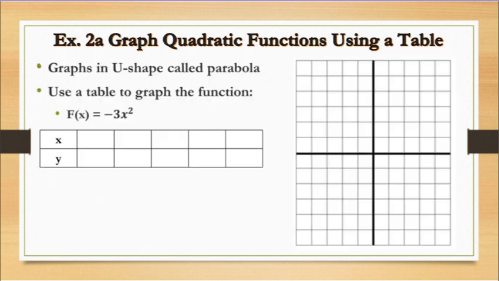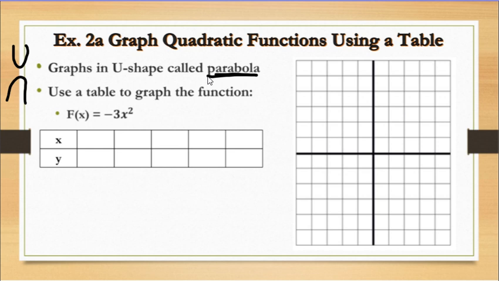Moving on to graphing quadratic functions. Graph the quadratic function using a table. All graphs of a quadratic function are U-shaped, or we would consider them a parabola. They could be U-shaped like that, or it can be upside down, depending on if it's positive or negative. So it says use a table to graph the function. Because we are squaring a number, we need to use both positive and negative x values.